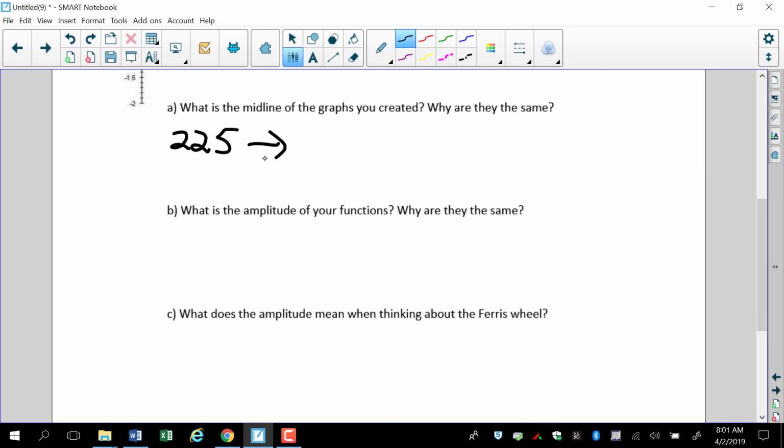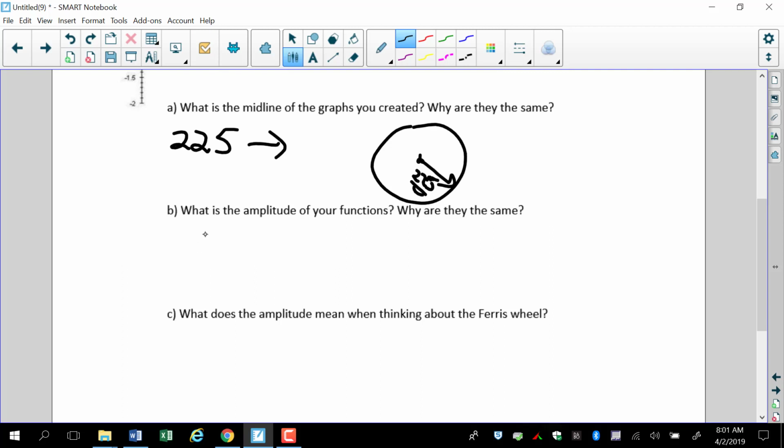Well, the reason they're all the same is because that's that middle bar of the Ferris wheel. So if you think about the Ferris wheel, and that was the center of the Ferris wheel, the radius of that circle is going to be 225 feet. So you're going to start here, and it's going to go 225 up to here, and then up to here. But it's going to be 225 feet all the way around the circle, distance to the center.